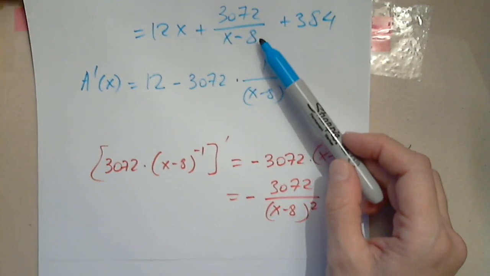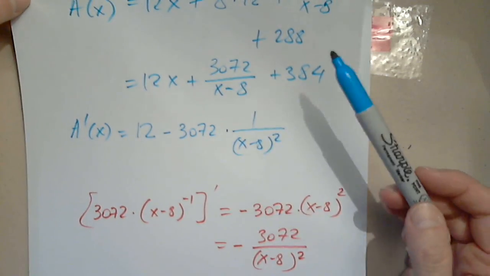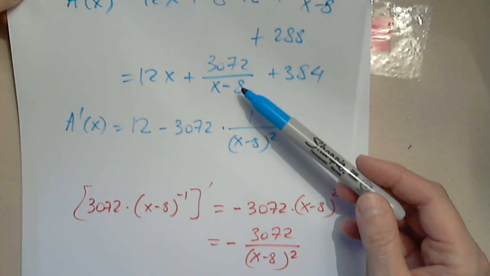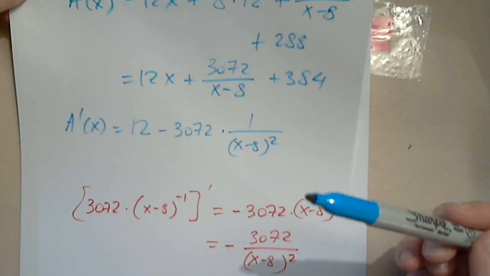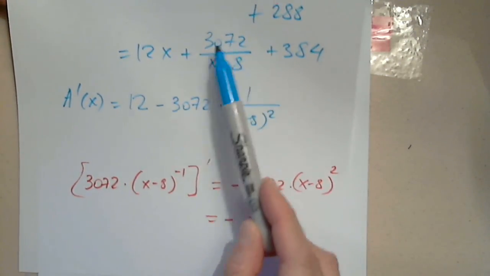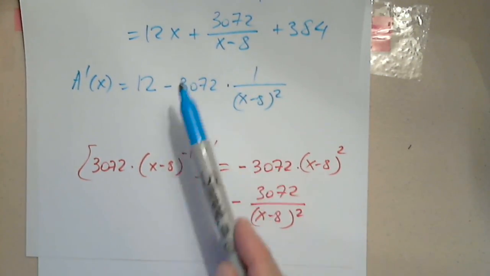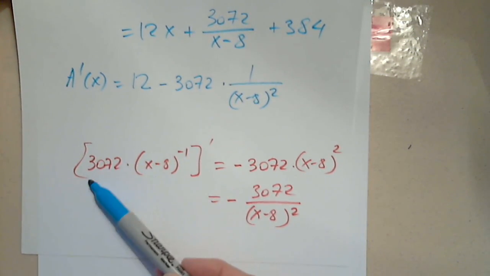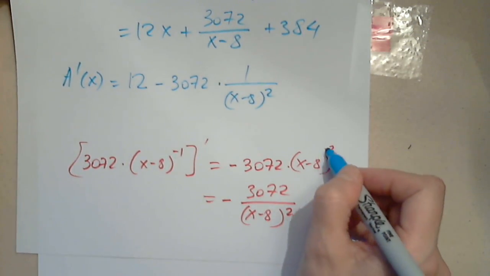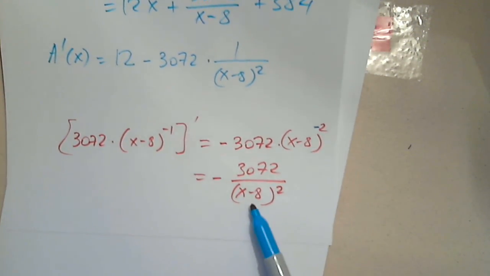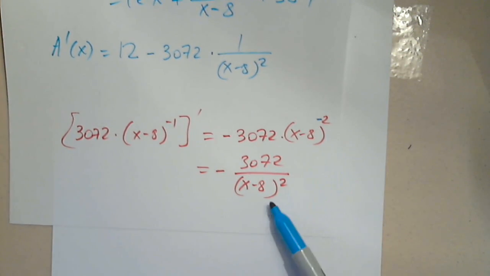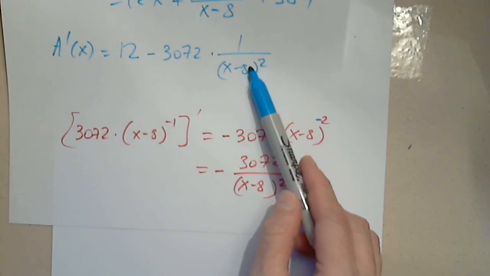Because I prefer, that's just a habit of mine, if the numerator doesn't have x, I don't need to use the quotient rule. It can get confusing with a 0 at the top and minus and this and that. So I keep the 3072 and I put x minus 8 to negative 1. I bring down the power that multiplies 3072 and I subtract 1 from the power, and eventually I have to bring it to the denominator, and times the inner function prime, which is 1. So that's how I get this.